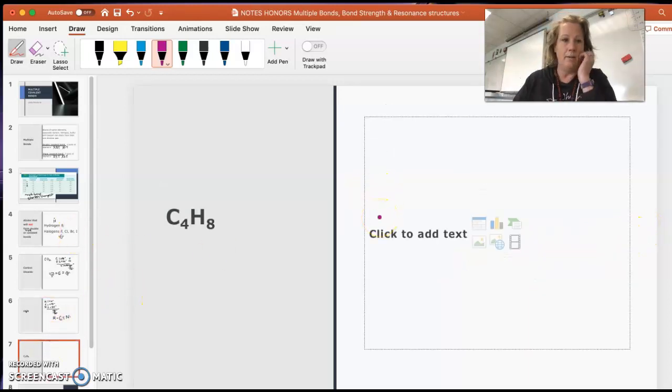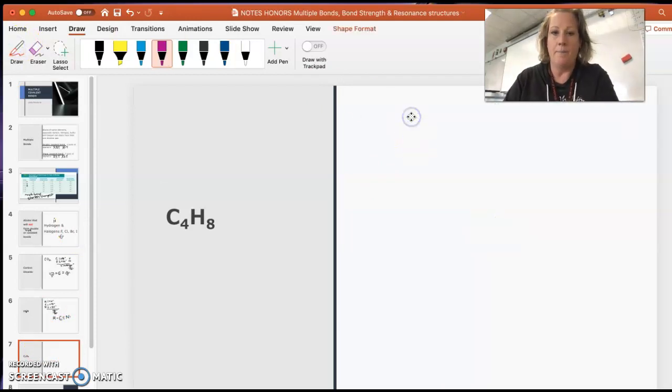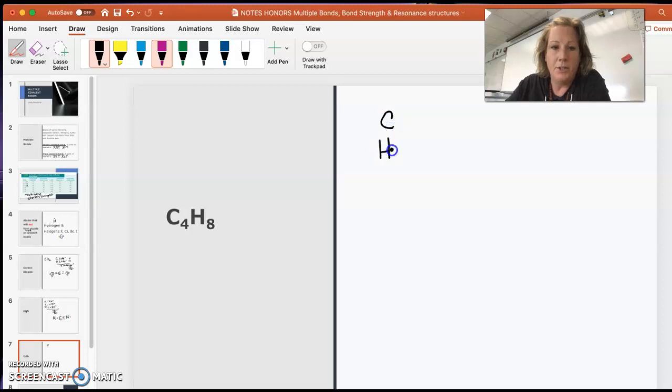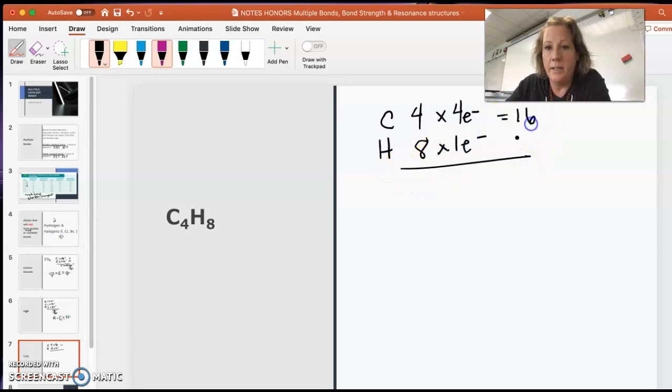So you'll see compounds like this. These are called hydrocarbons. And you still do everything the same. It's just that you don't really have a central atom. So I've got carbon and hydrogen. I have 4 and 8. 4 valence electrons, 1. So I have 16 and 8, or 24 total electrons.